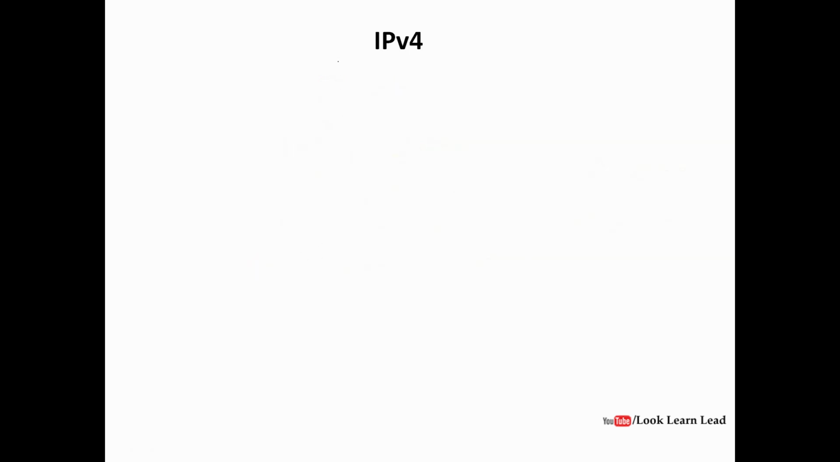IPv4 is divided into 5 classes, that is A, B, C, D and E. These classes are classified on the basis of the value of the first octet. We have 4 octets, 1, 2, 3 and 4. The range of the value of the first octet decides which class the address belongs to.